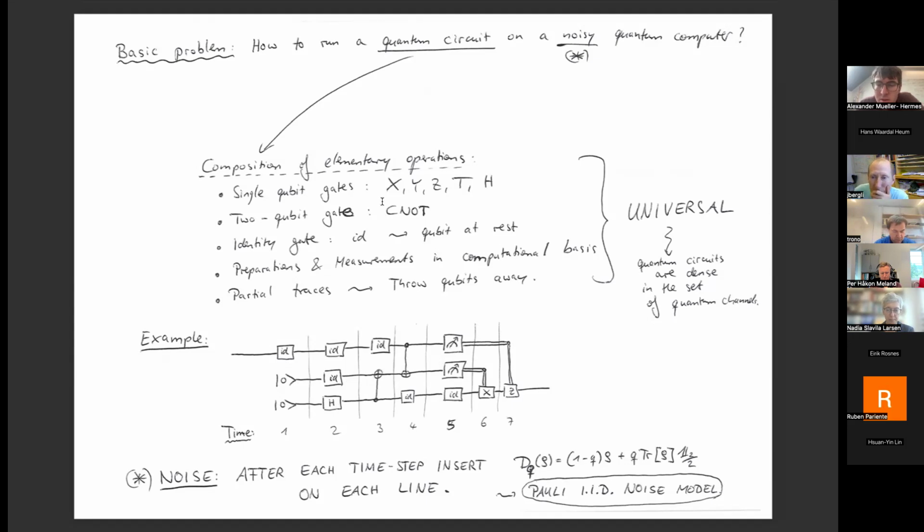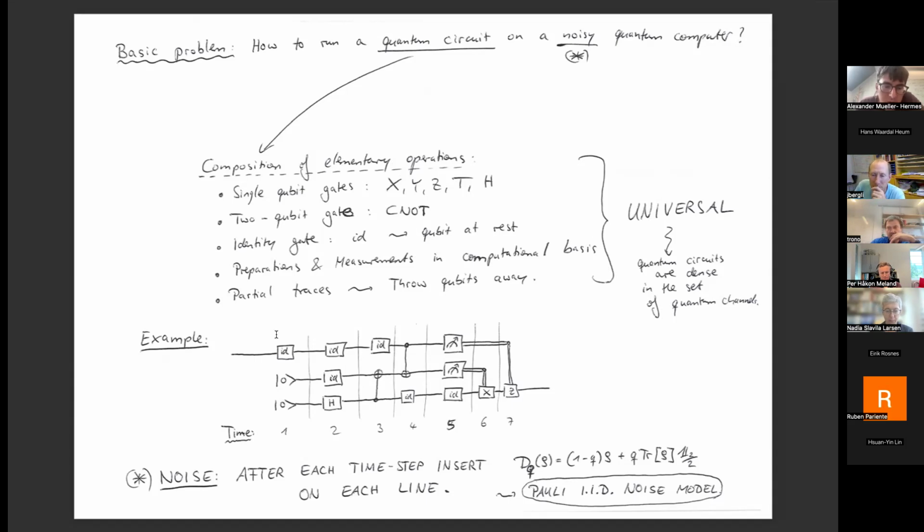I should say two things. So this set of elementary operations that I put here, this is a universal set. It's even redundant. So you could do with a smaller set, but in particular, this set is universal. And this means that if you build quantum circuits from these operations, then they are dense in the set of quantum channels. So any quantum channel that I would like to do, I can approximate using circuits of those. Maybe this approximation is not efficient, but this is not so important for us. Only important is to note that it's possible.